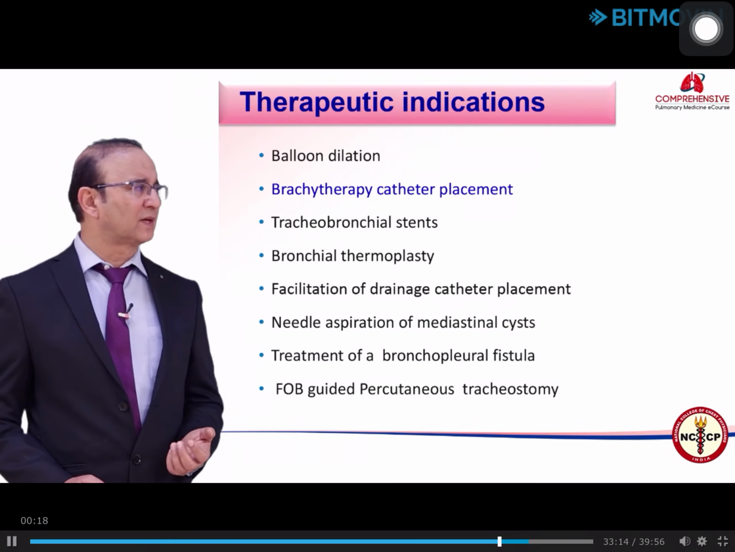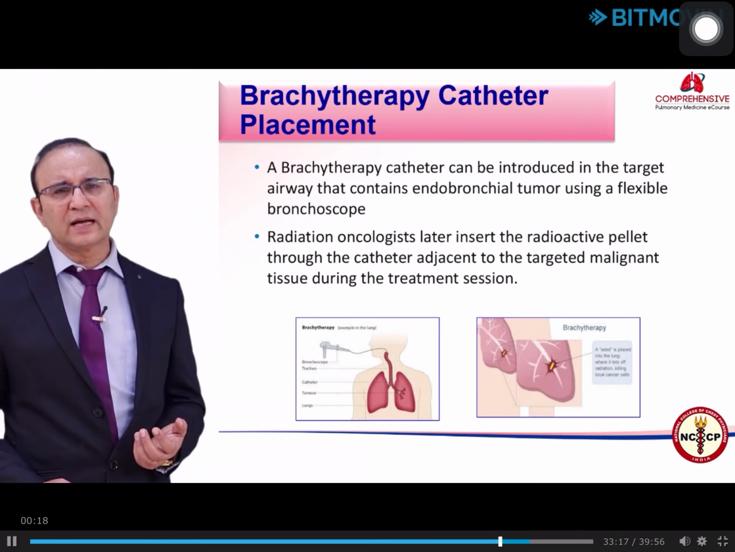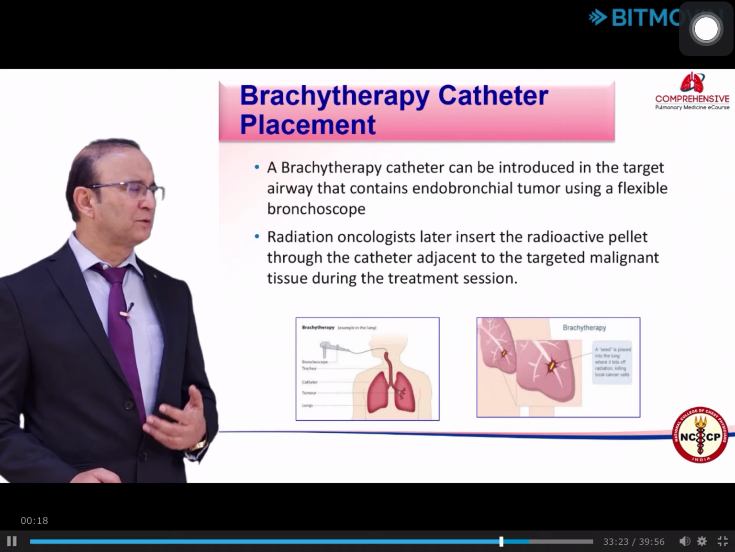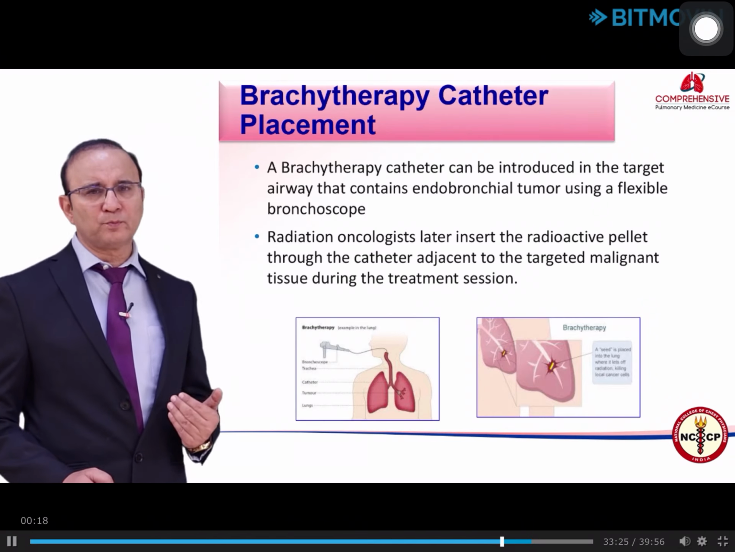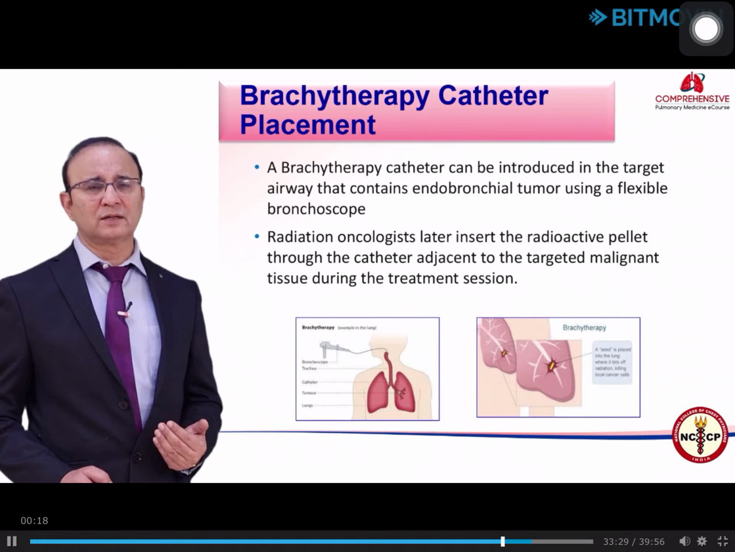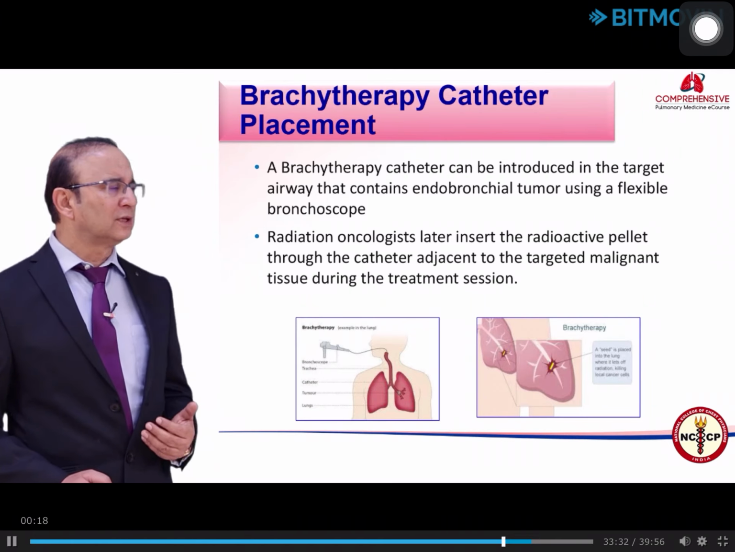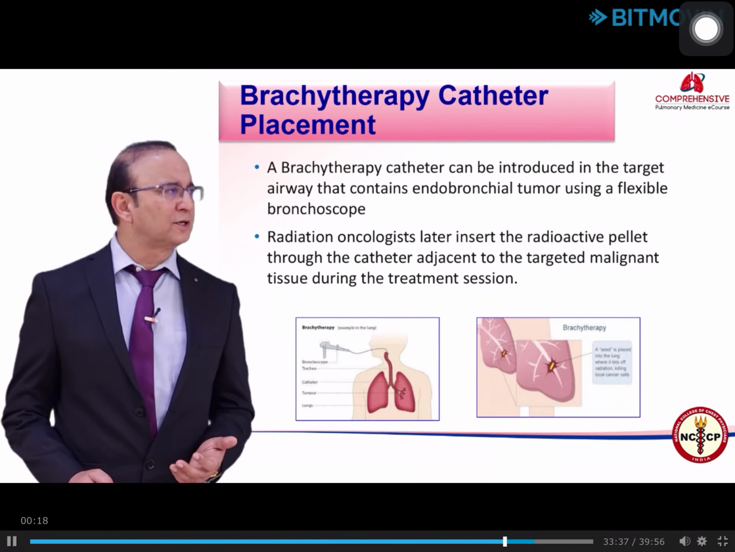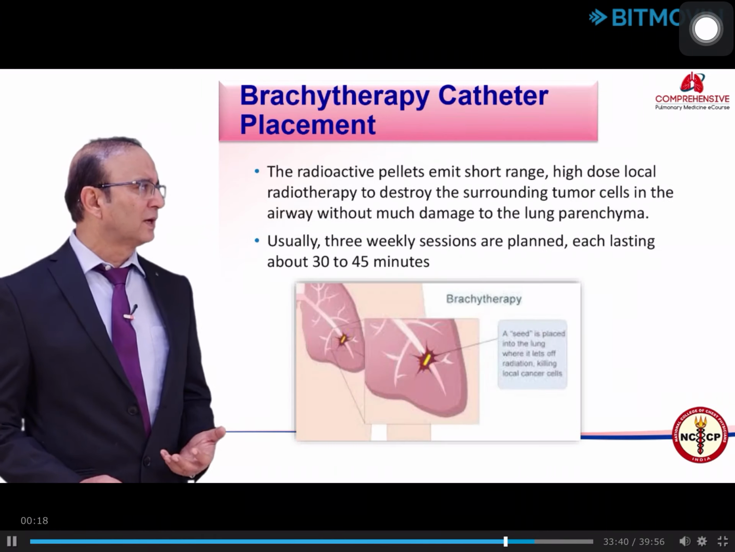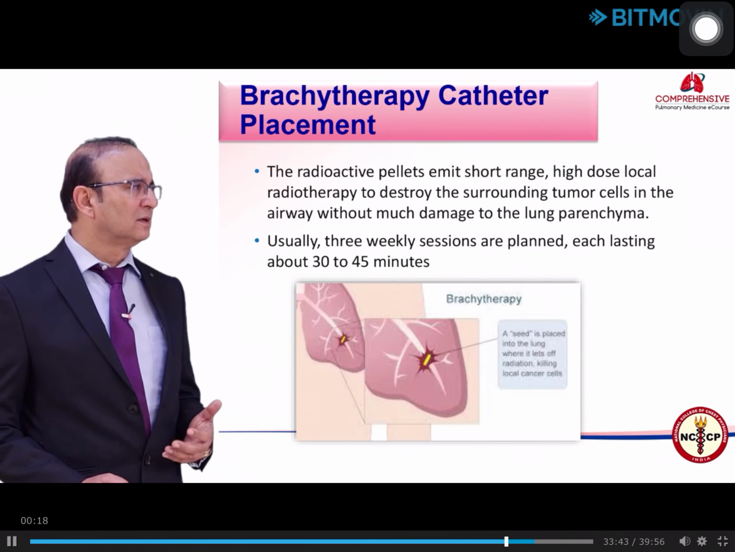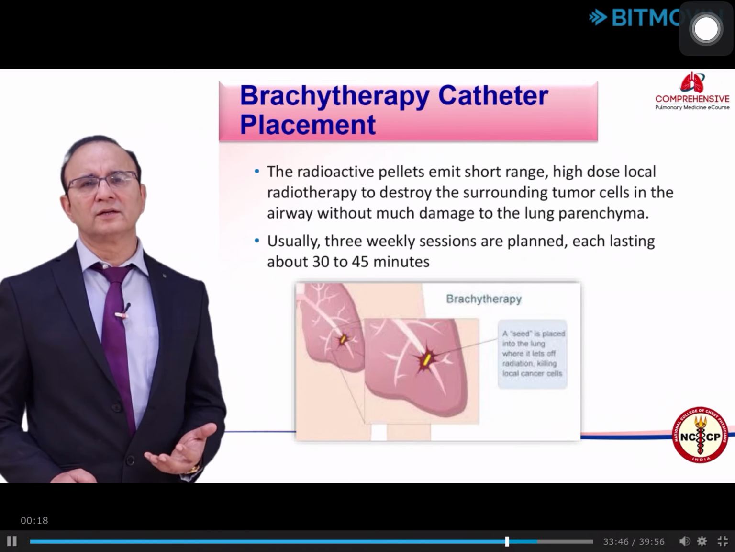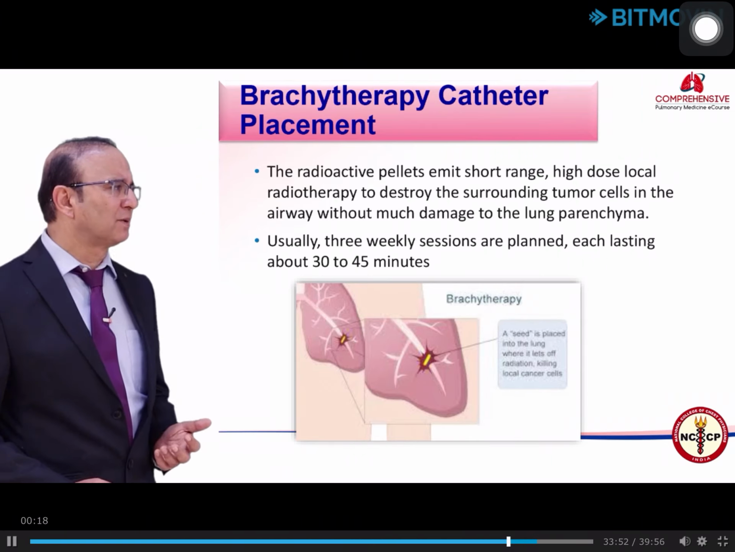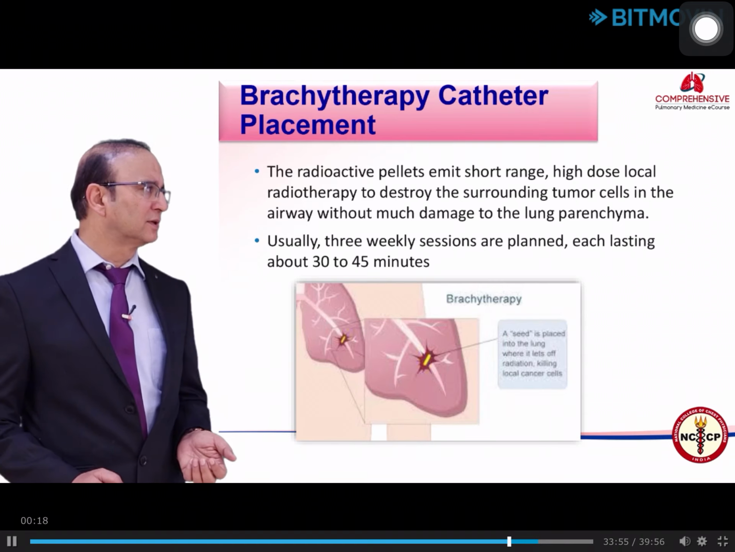Then brachytherapy catheter placement. A brachytherapy catheter is introduced through the suction channel, and it can be used with the ultra thin bronchoscope. It is put near to the target lesion, and through this catheter you put the radioactive pellet adjacent to the malignant tissue during the treatment sessions. The radioactive pellets emit high dose local radiotherapy to destroy the malignant tissue without disturbing the normal lung. Usually 3 weekly sessions are planned, each lasting about 30 to 45 minutes.